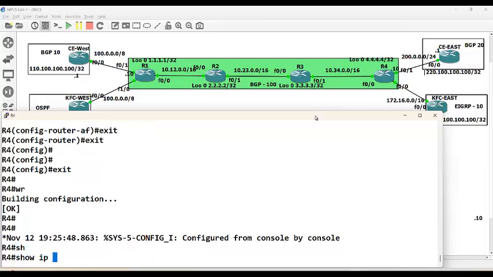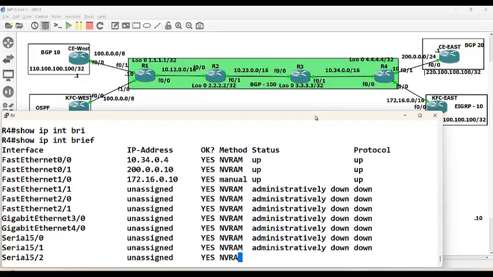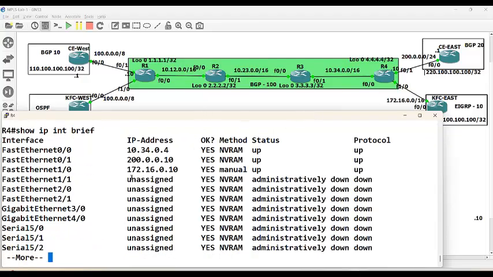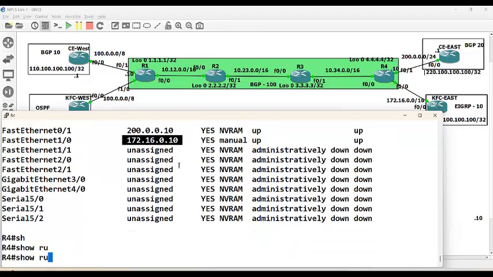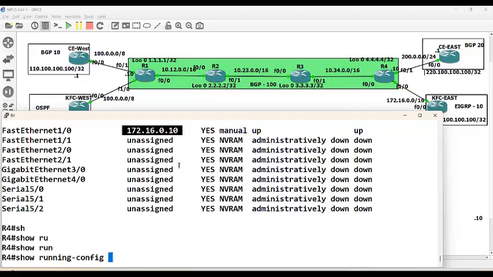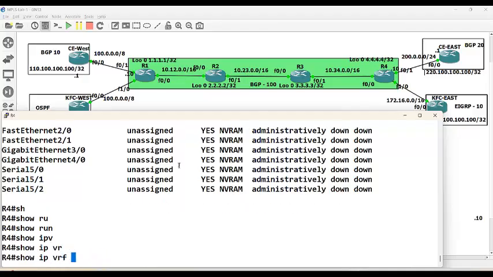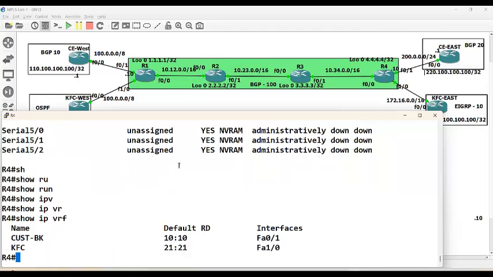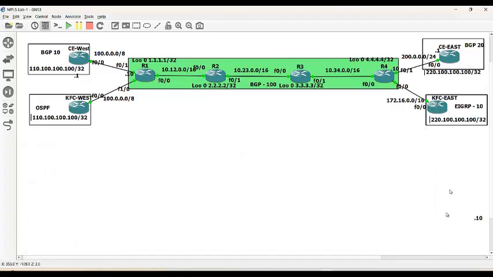Show IP interface brief. I want to check whether the IP address is given. Yes, it is given. I also want to go to running configuration and verify once the VRF membership is there, or you can also type show IP VRF and check it. Okay, membership is also there. Now, the KFC CEs need to be configured.